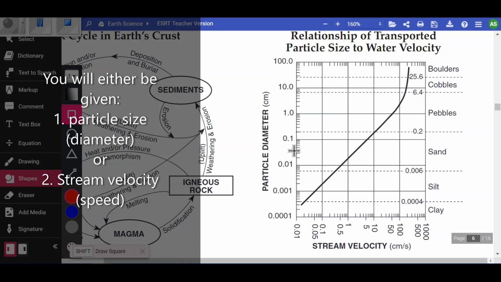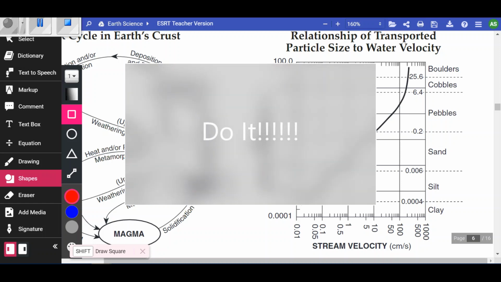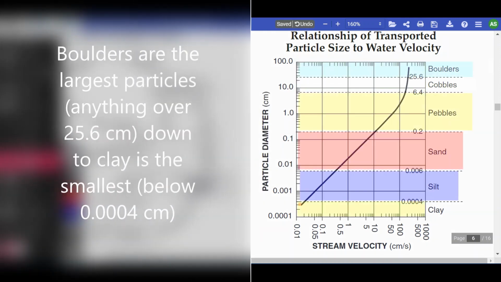So the first thing we're going to do is color code our particle sizes: clay, silt, sand, pebbles, cobbles, and boulders. You should take a second to lightly shade in your ESRT the same way. We have different colors for each category. So clay, anything that's in yellow is clay. Clay is anything from 0, which you can't be a size 0, to 0.0004 centimeters. We're in centimeters. So these are the sizes of clay.